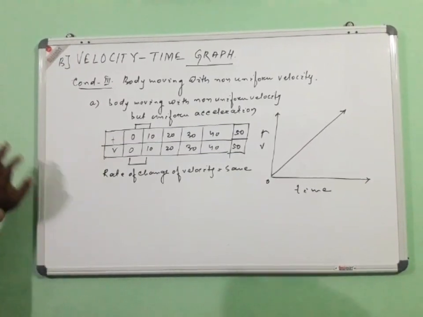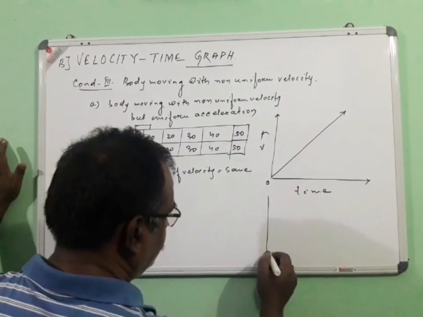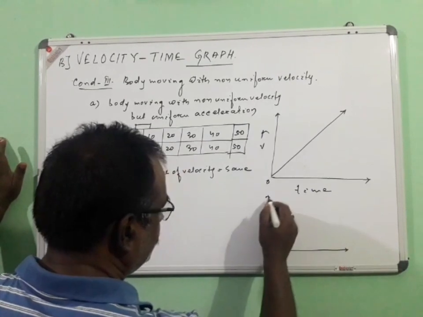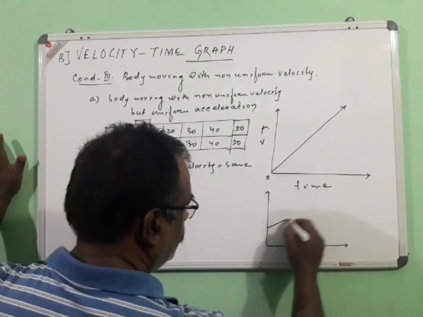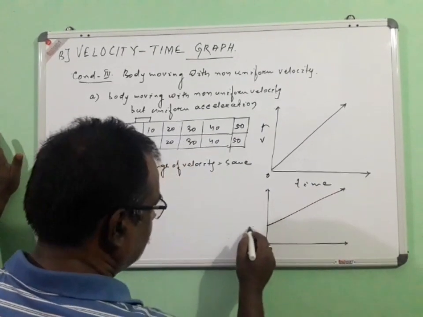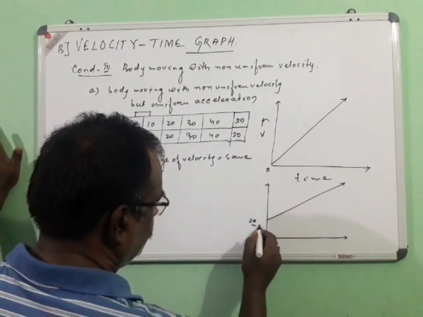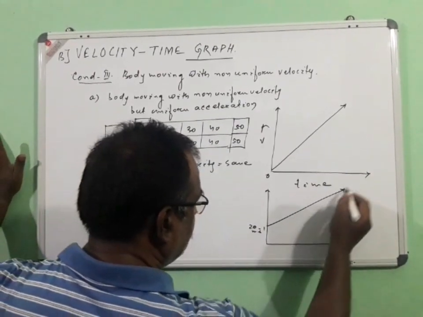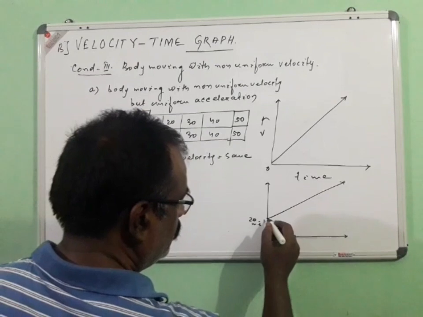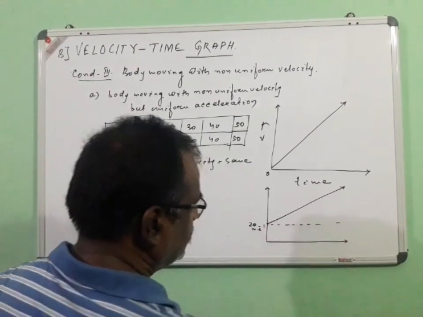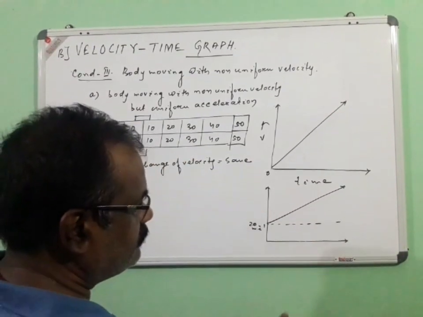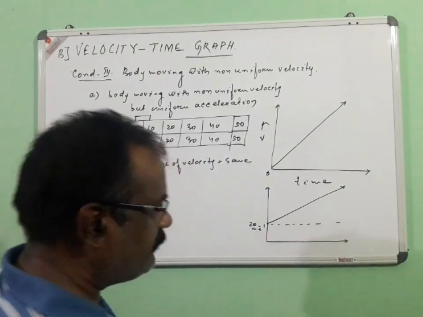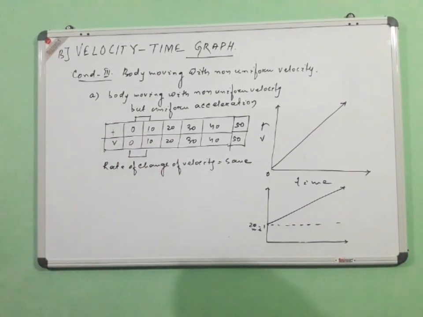There may be several examples, and in such cases we may get a graph which may not start from 0 but from a certain velocity. Initially, say for example, it may be 20 meter per second, but it is also inclined equally with respect to the x-axis. Therefore this is another example of non-uniform velocity with uniform acceleration.